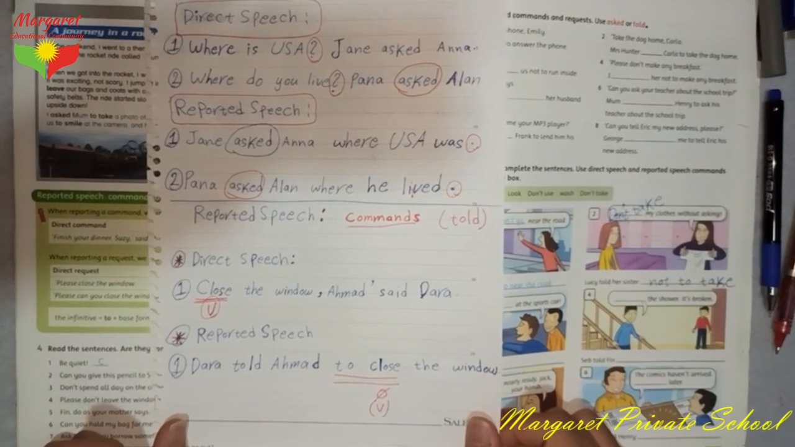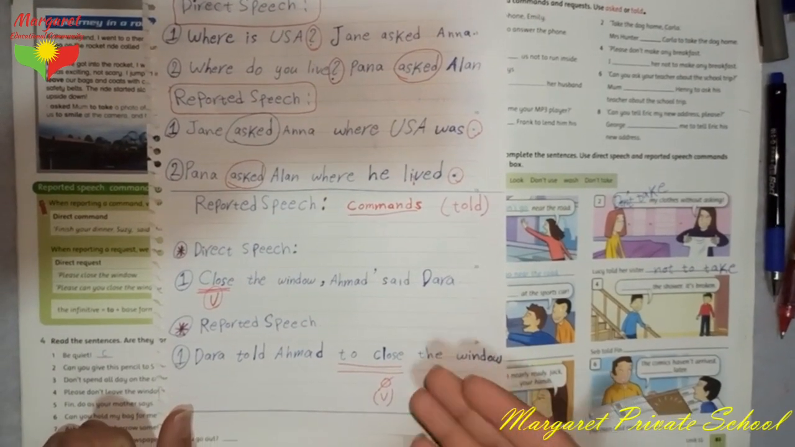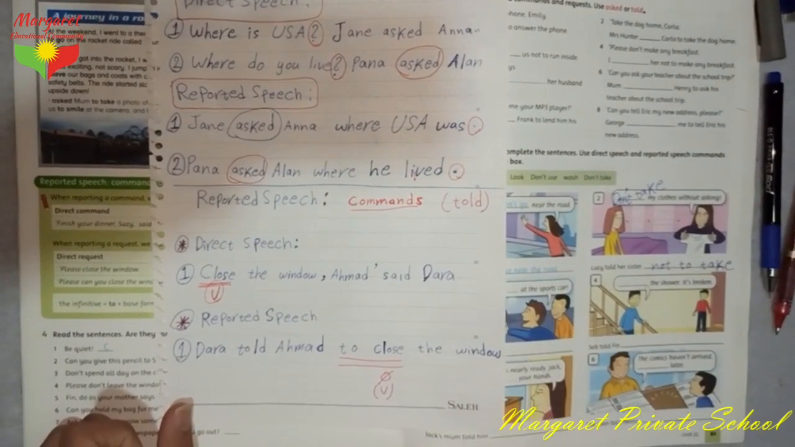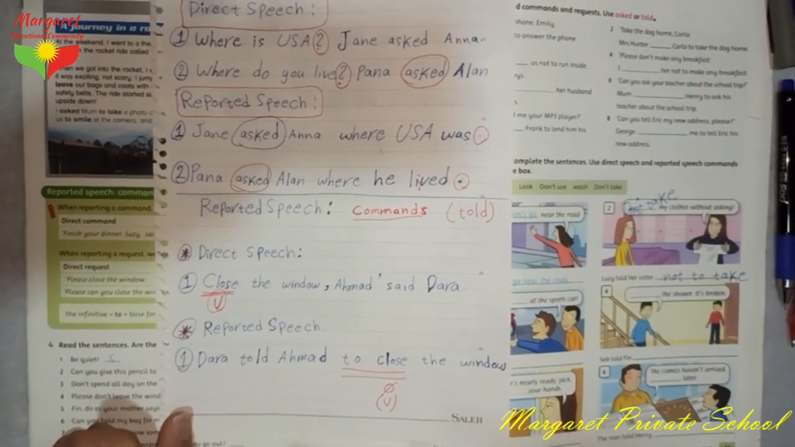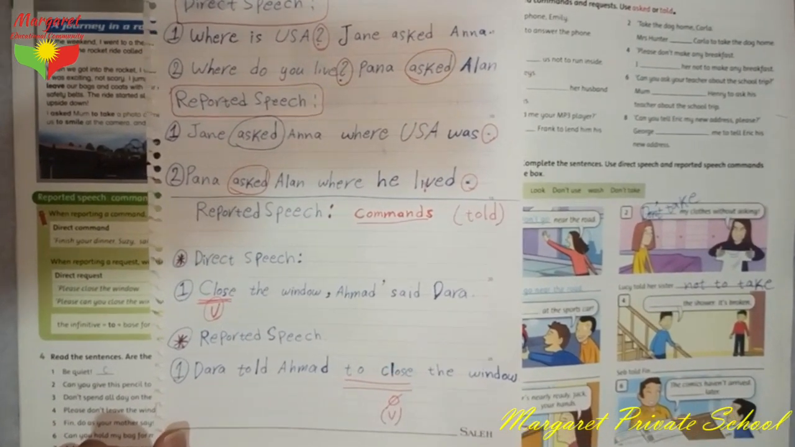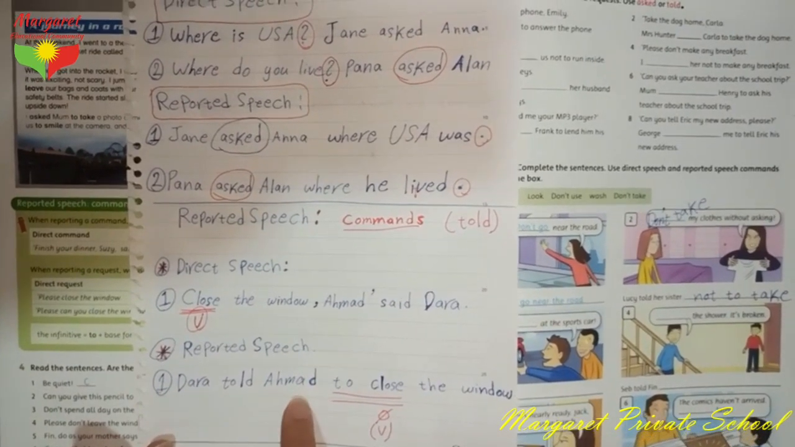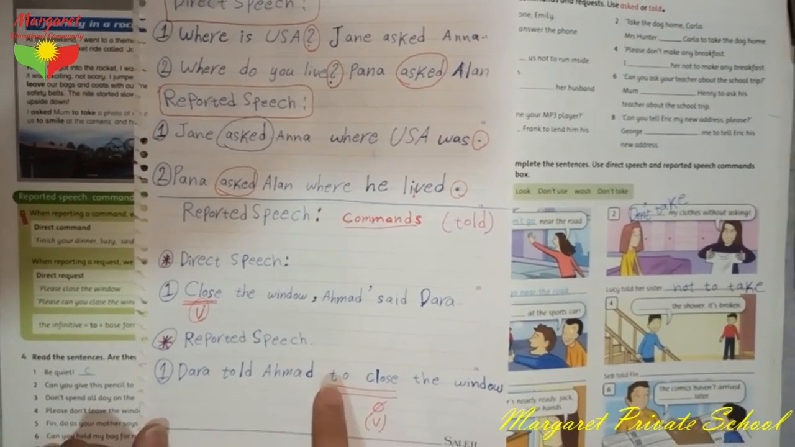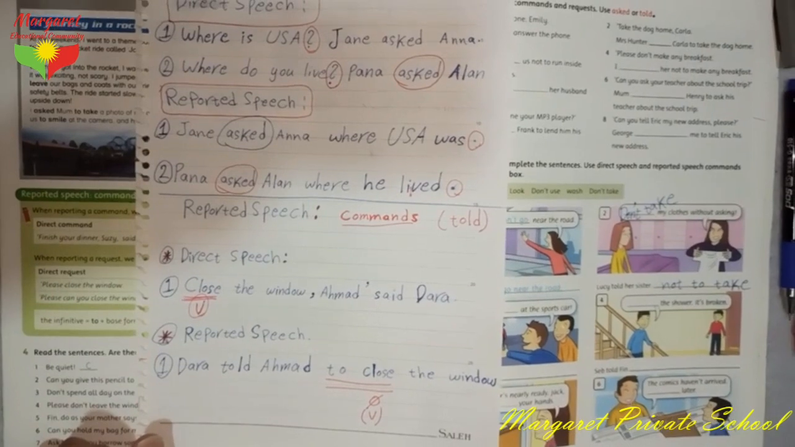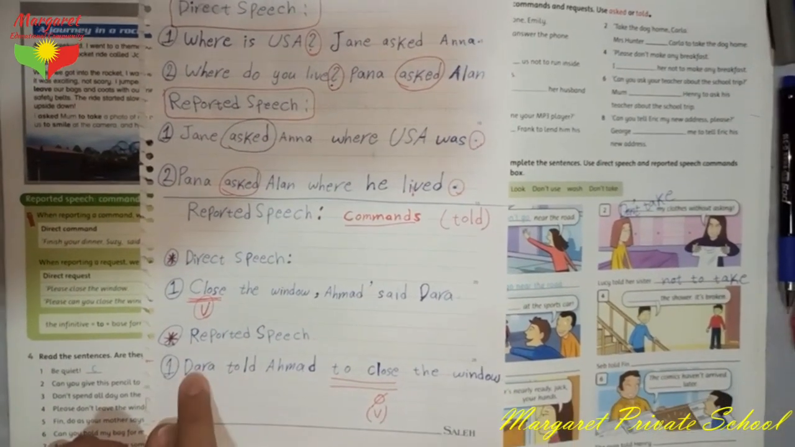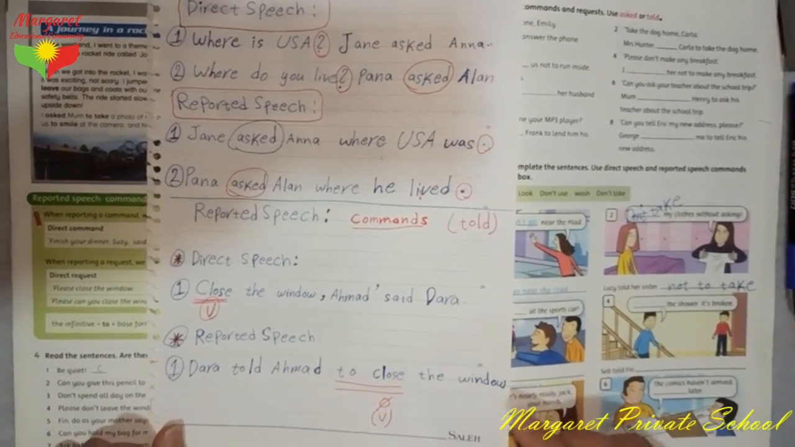Okay, guys? So this is important. In the reported speech command, we use "to" plus base. The verb is base. After the second name, we always use "to" plus base. So Dara told Ahmad to close the window. And we finish it with a full stop.